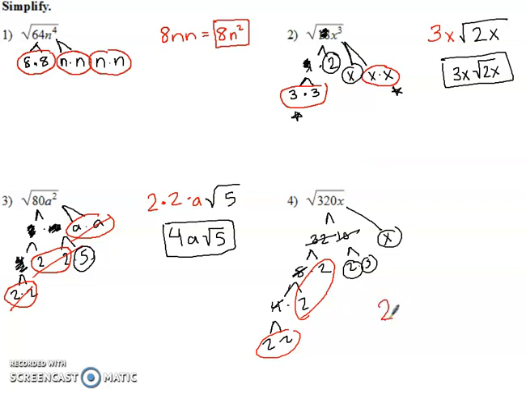This x did not pair up with anything either, so that will also remain under the radical. So outside my radical, I have a 2 from my first group times a 2 from my second group, and underneath the radical, I have a 2, I have a 5, and I have an x, which leaves me with 4 times the square root of 10x.